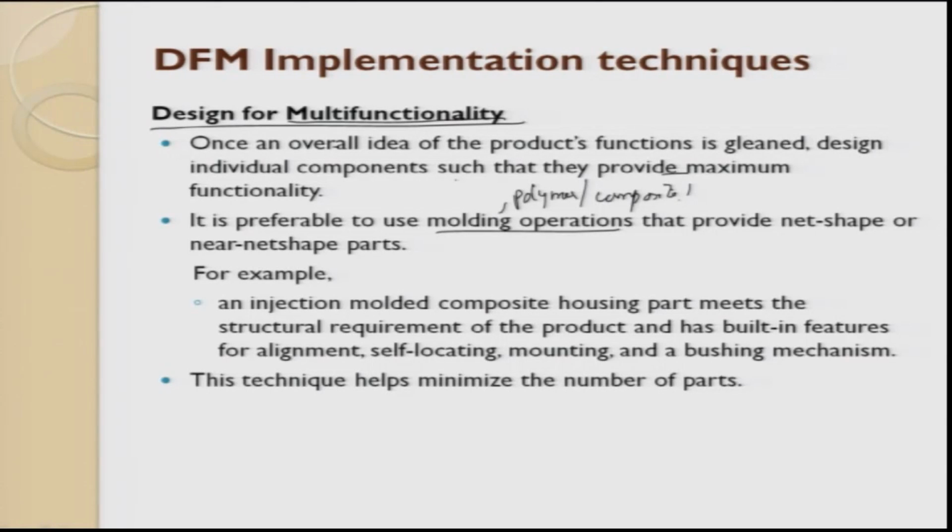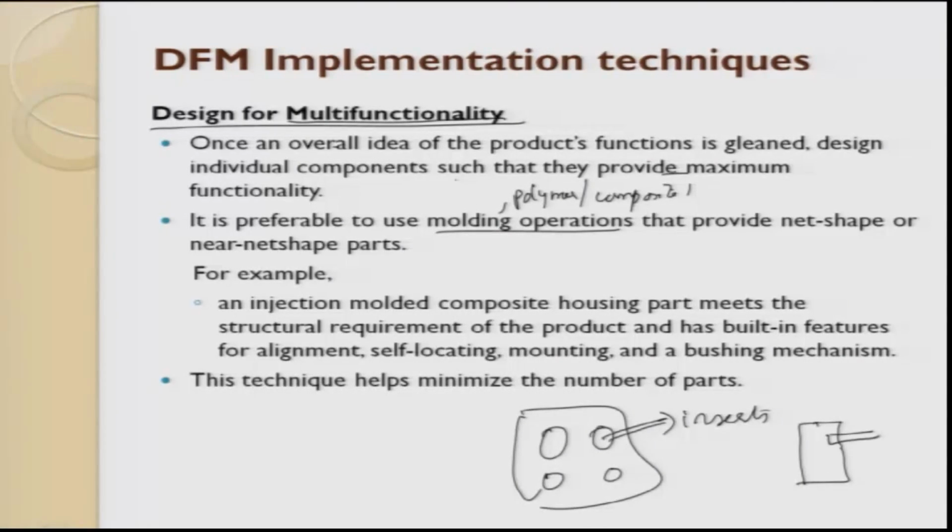It is preferable to use mold operations that provide net shape or near net shape. So, in a mold, what happens? You will have a mold or a die, and you will have holes, and in these holes you try to put inserts. For example, the plug point which is used has polymer and metal. These are metal inserts which are placed inside a mold or a die, so that you get the preferable shape. So now, what has happened? The entire product is made multifunctional. This and this are integrated, so there is no assembly at all.